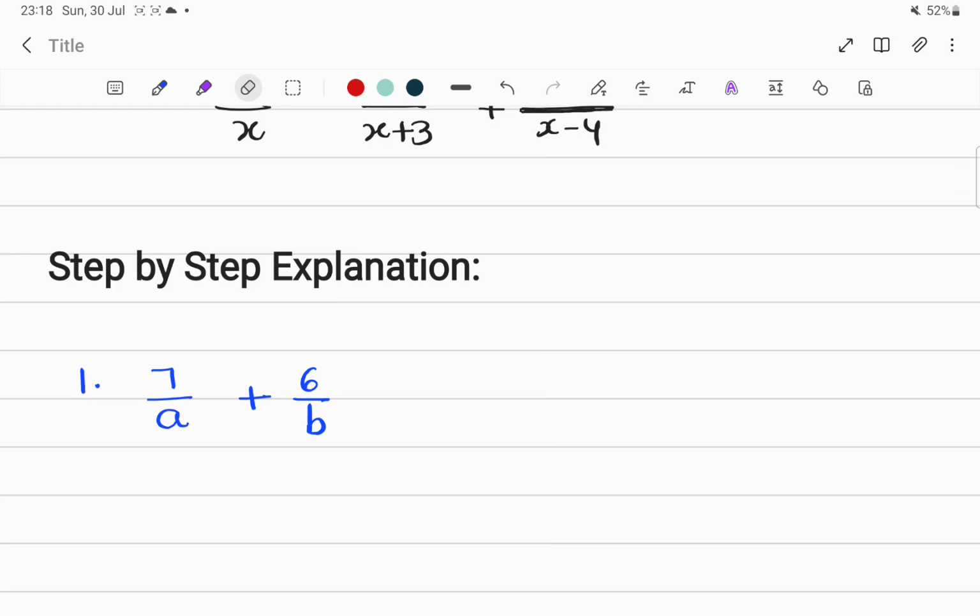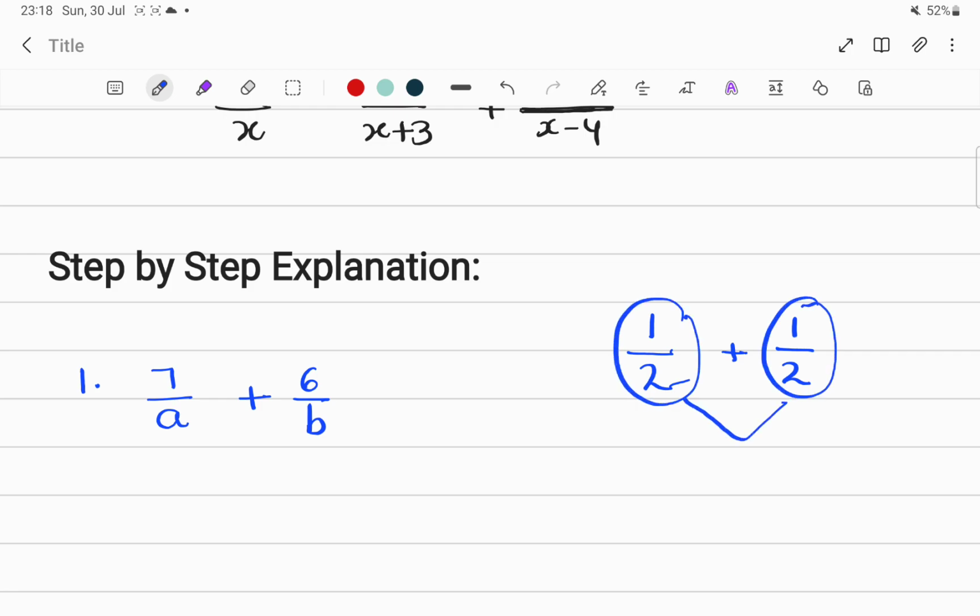Alright, now let's go for the step-by-step explanation of how to do addition and subtraction for algebraic fractions. If you remember arithmetic expressions, we consider three different types. Let's say the first case is 1 over 2 and another is also 1 over 2. When I am adding these two, both the denominators are the same.